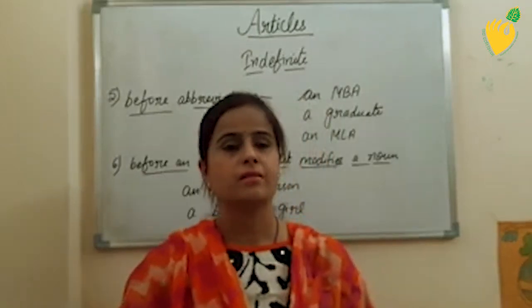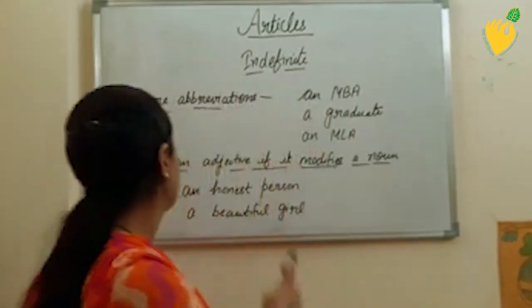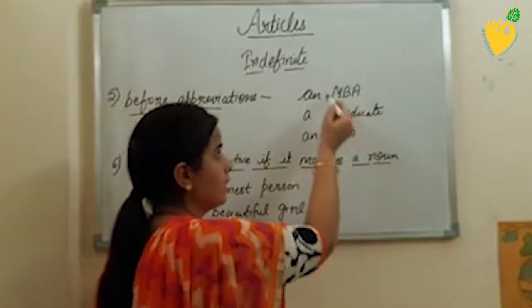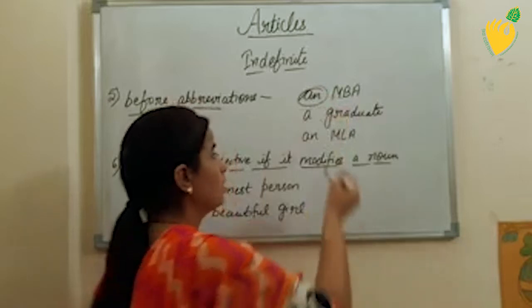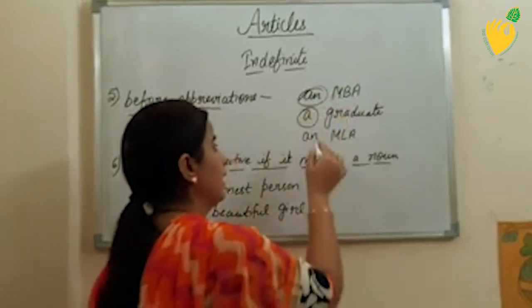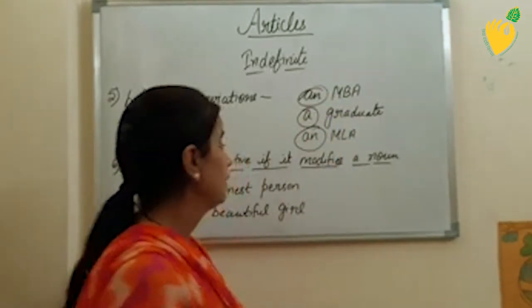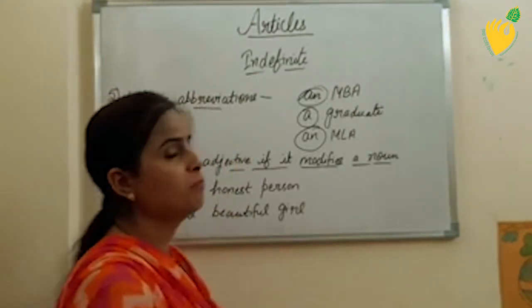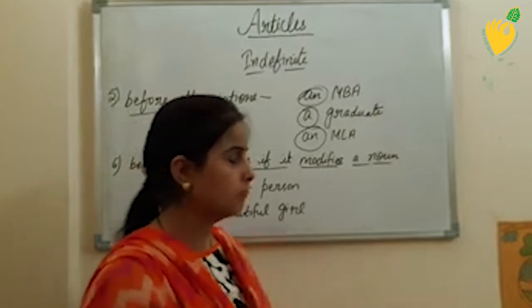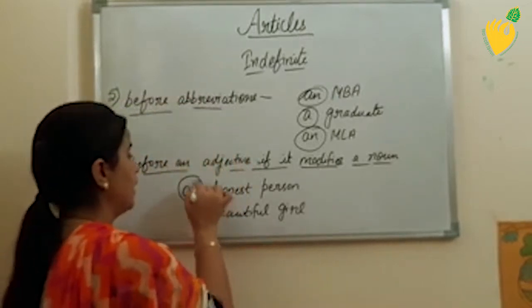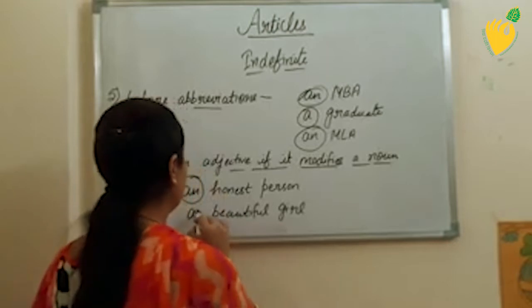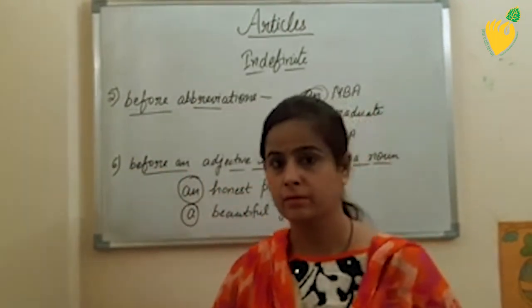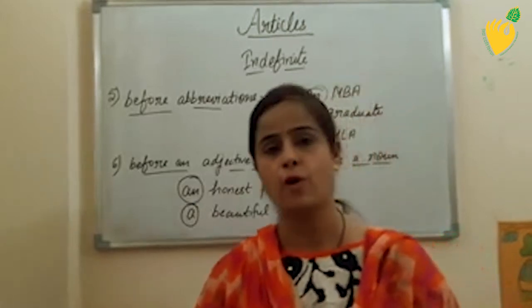Indefinite articles are also used before abbreviations. For example, an MBA, a graduate, an MLA. It is also used before an adjective if it modifies a noun, if it describes a noun. For example, an honest person, a beautiful girl, a hungry man, an outstanding performance.